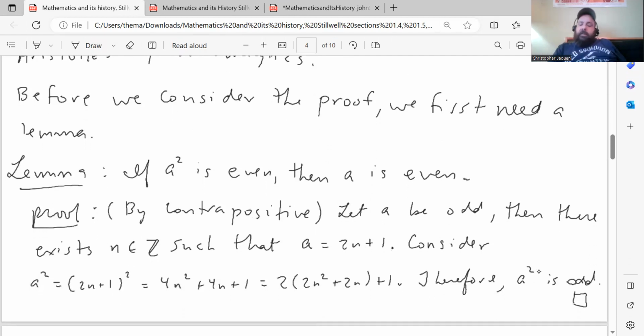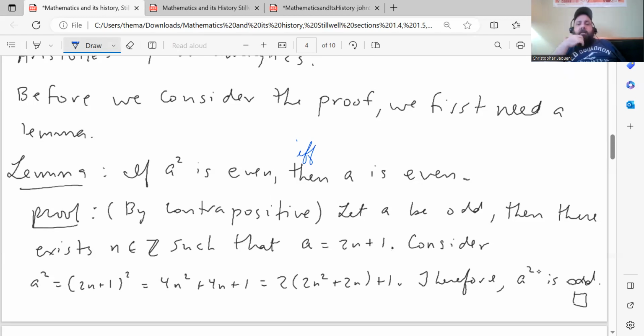So the lemma is that if a squared is even, then a is even. In fact, you could weaken this a little bit. This is if and only if, so it actually goes both ways. And there's a similar lemma for odd numbers: a squared is odd if and only if a is odd. Before we consider the proof that square root 2 is irrational, we first need this lemma. So here I prove this by the contrapositive.